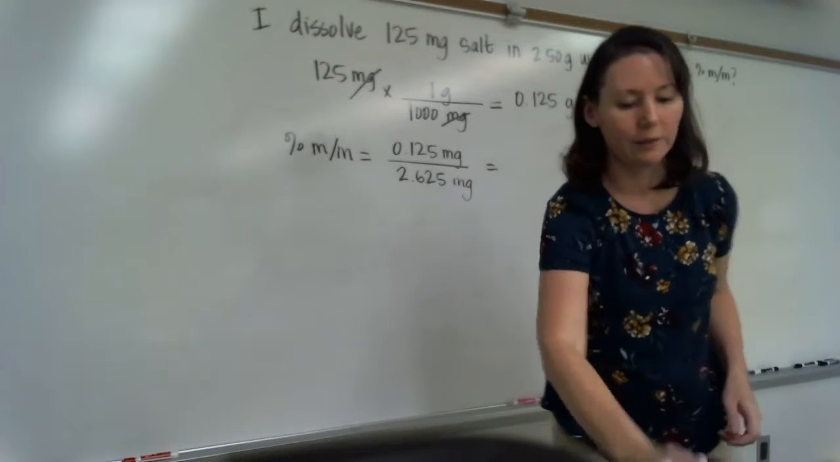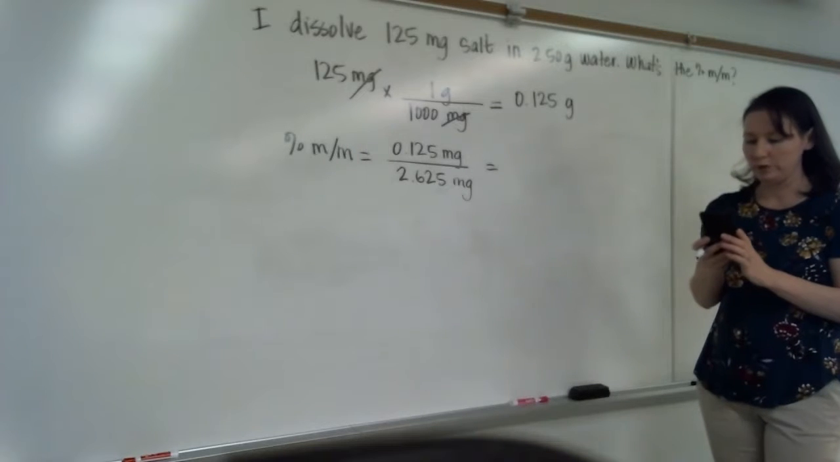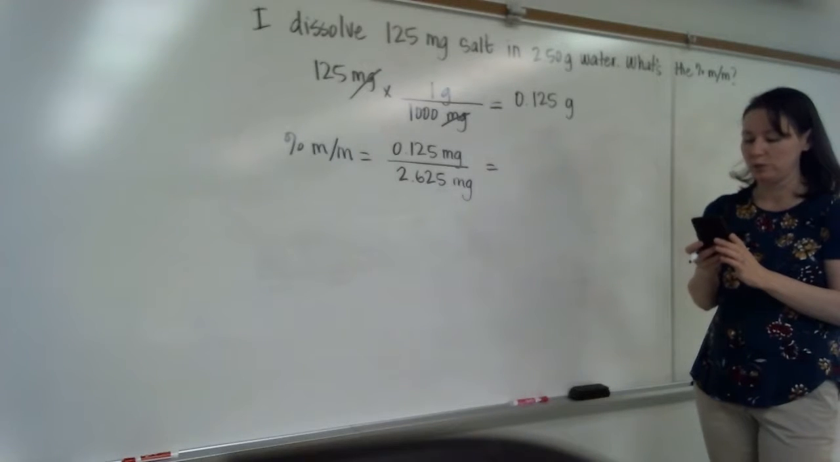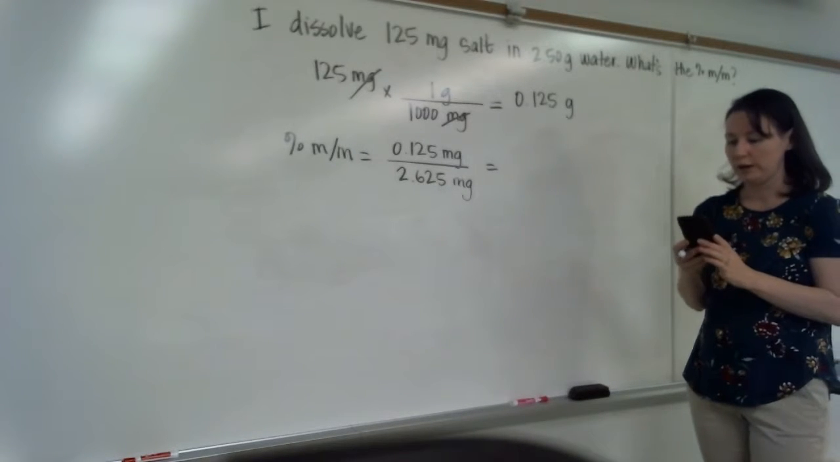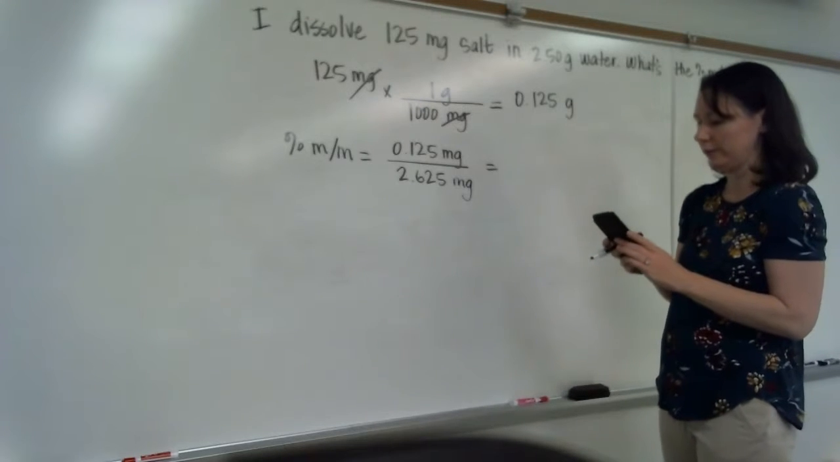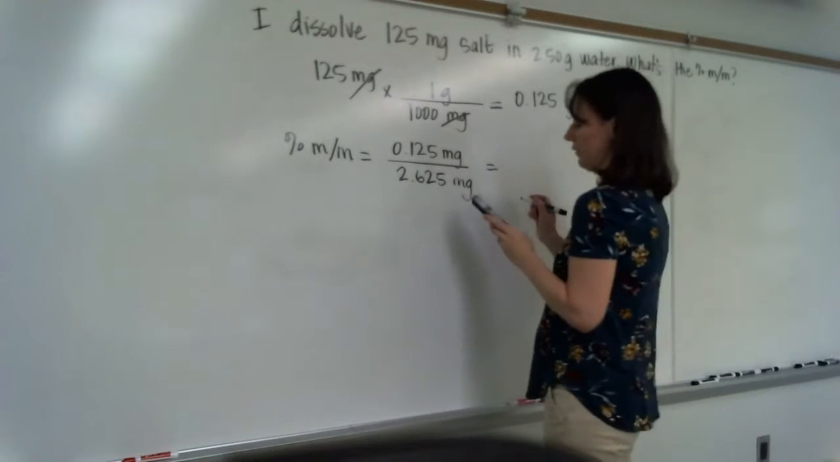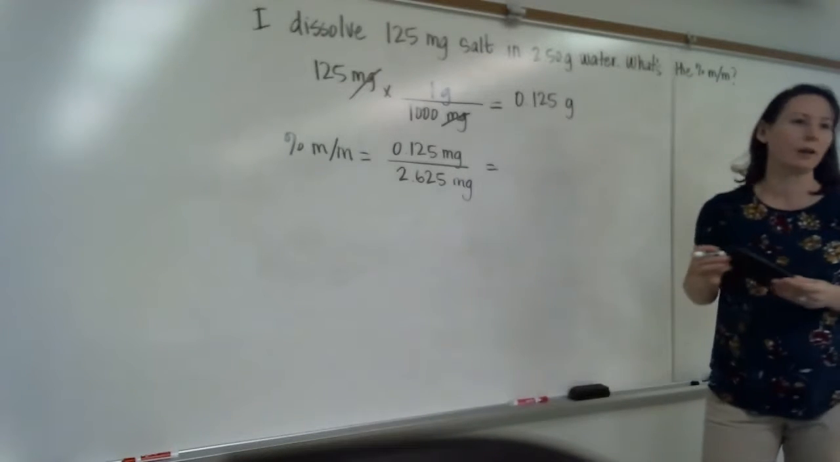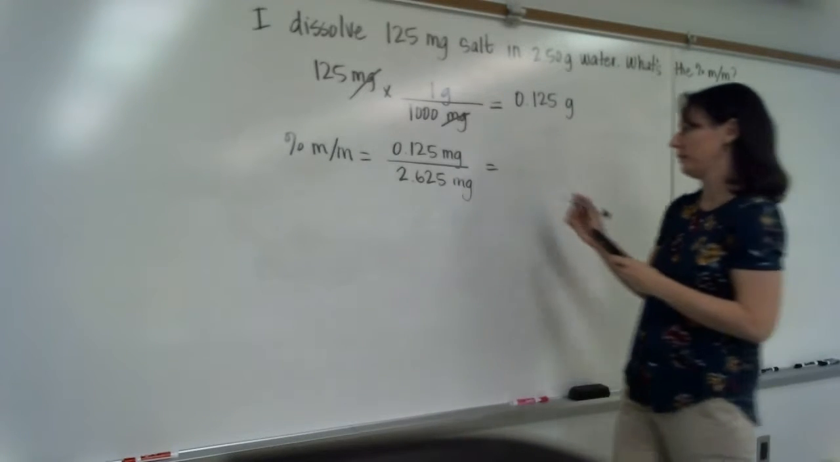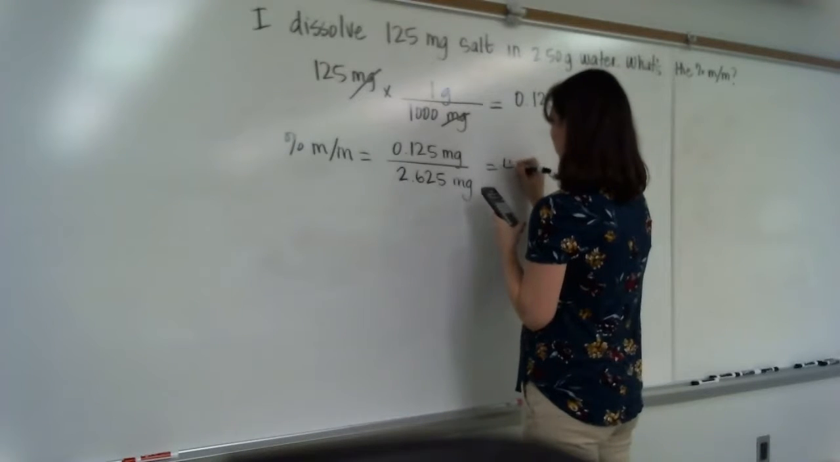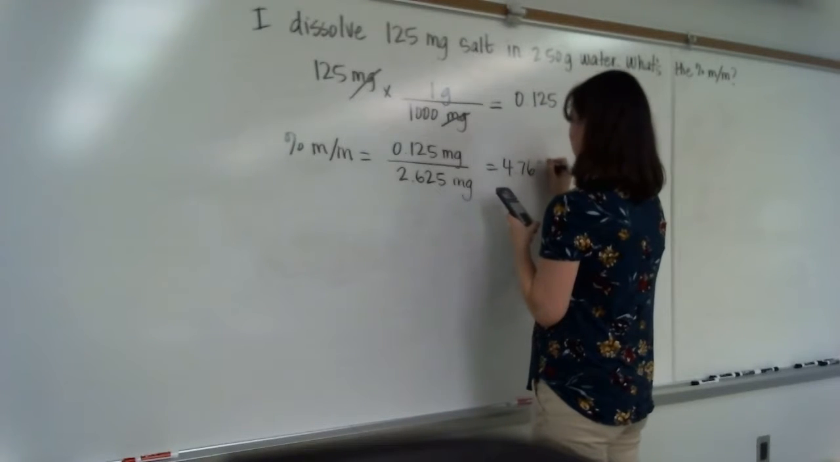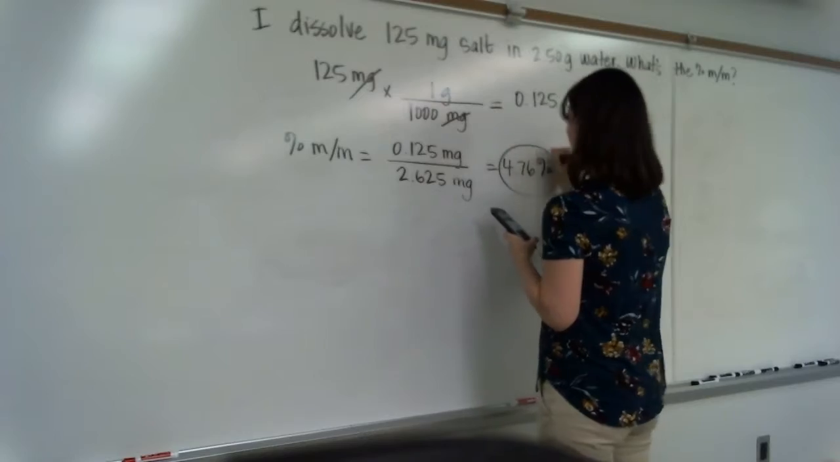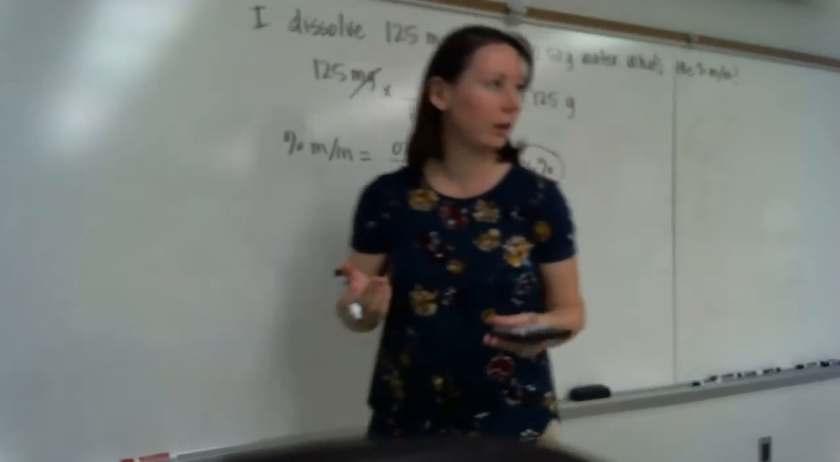So when we do our math, 0.125 divided by 2.625, and then times 100, gives me 4.7619 and so on. How many sig figs am I keeping here? 3 sig figs. So my final answer would be 4.76%, which is not very concentrated, right?